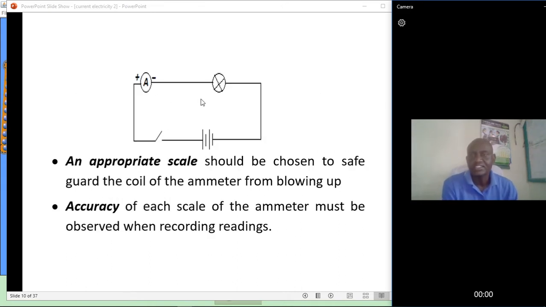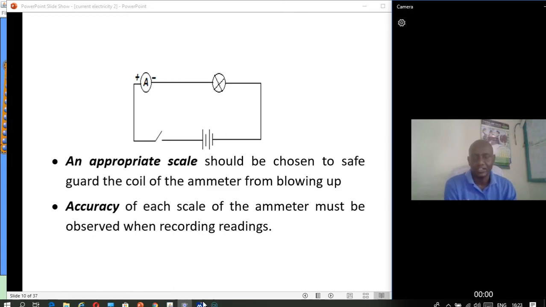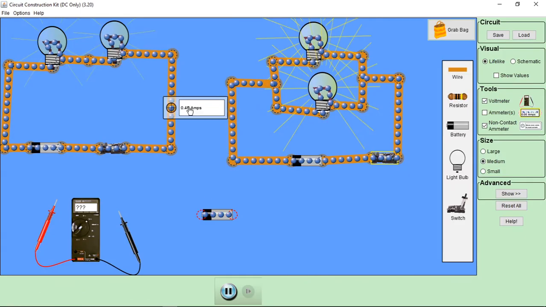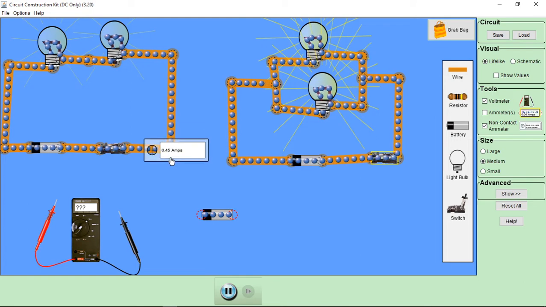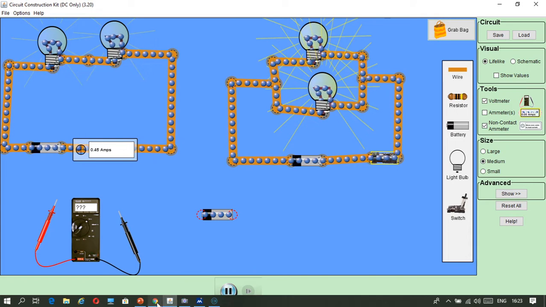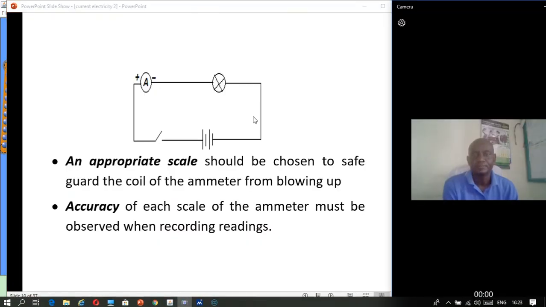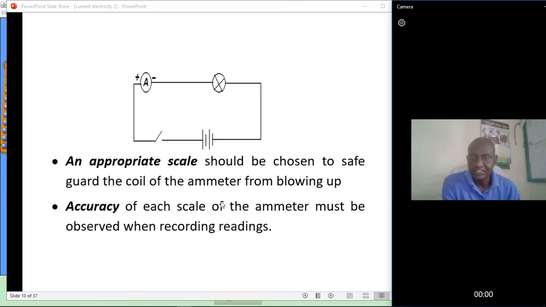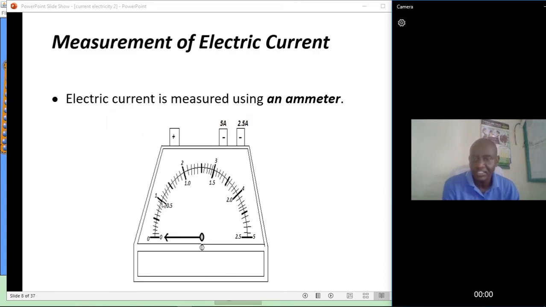So if this is a circuit representation, there is a bulb, then we bring the ammeter along the line. It's always connected along the conductor, like what I've demonstrated here. The accuracy of the scale of the ammeter must be observed when recording, like what we have said here: which terminal you are using, the outer or the inner.